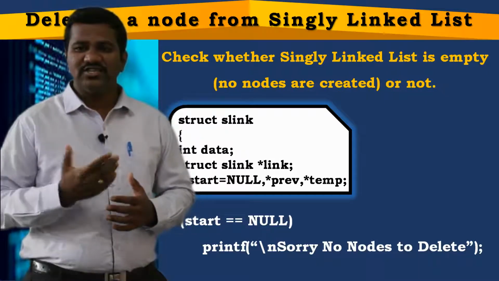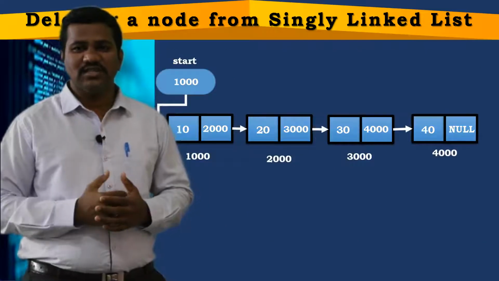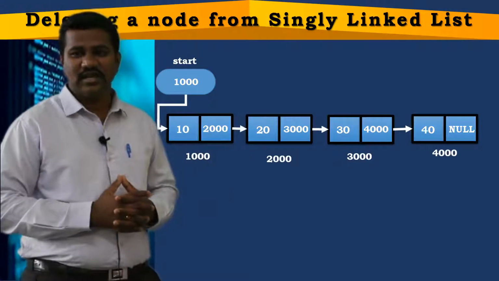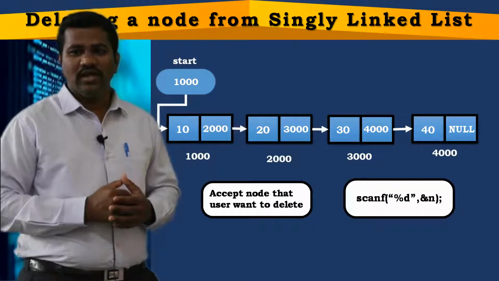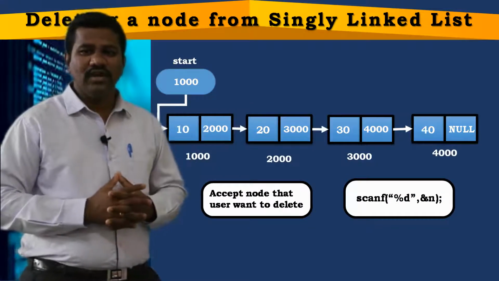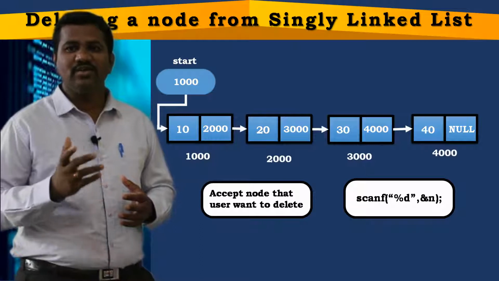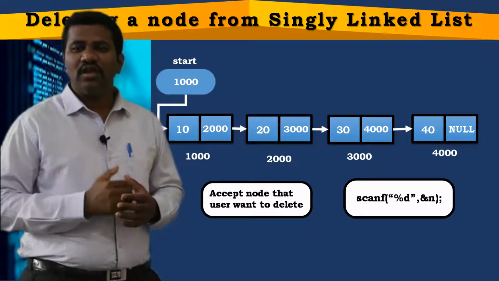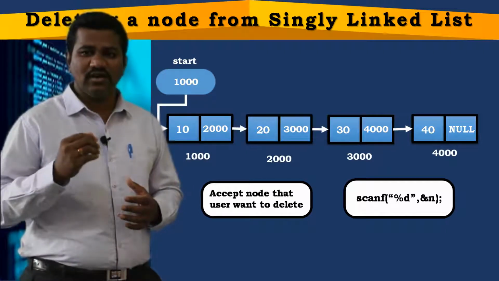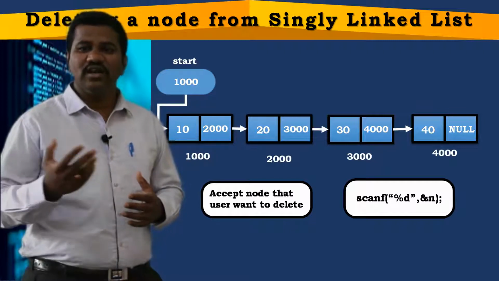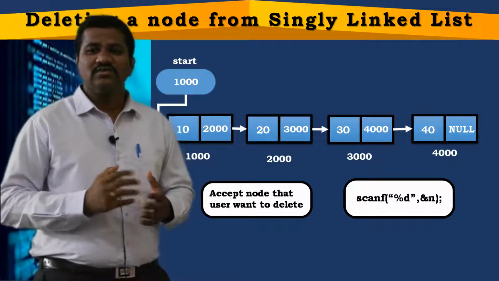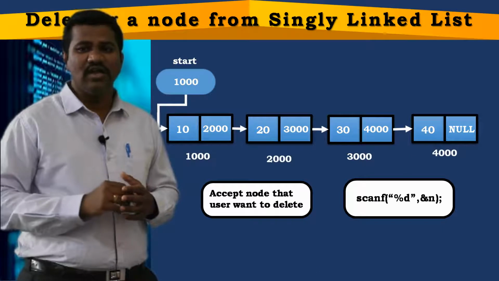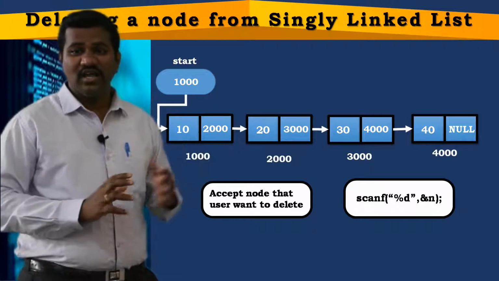If this condition is false, then there exist some nodes in the single linked list. Let us assume that these are the 4 nodes in the single linked list. Now I would like to delete a node among these nodes, an intermediary node. If you want to delete an intermediary node, then we go with this delete node operation. If you want to delete the first node, then we can go with delete first. If you want to delete the last node, then we can go with delete last node, right? However, this delete node works for deleting both an intermediary node as well as the last node, but doesn't work for deleting the first node.